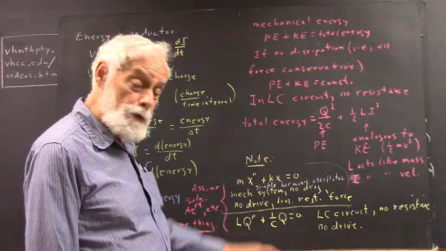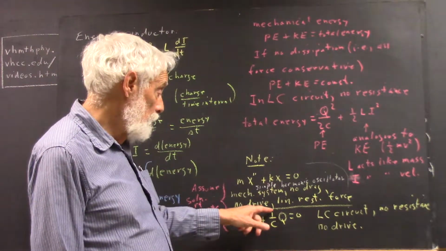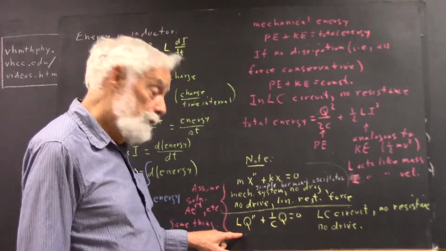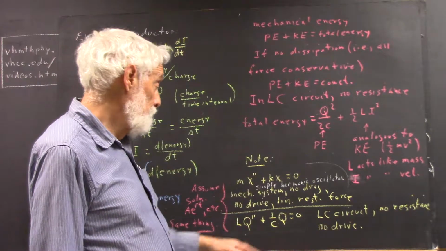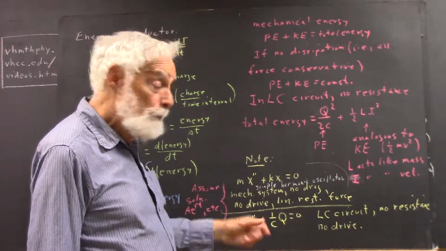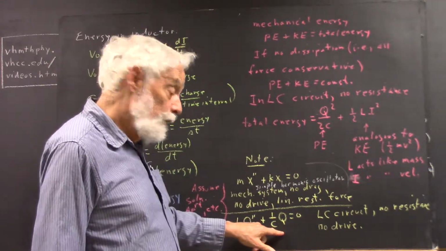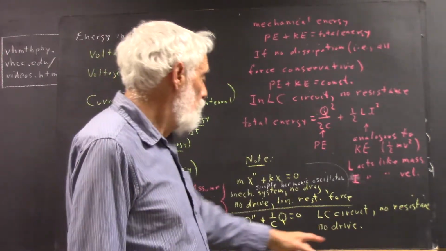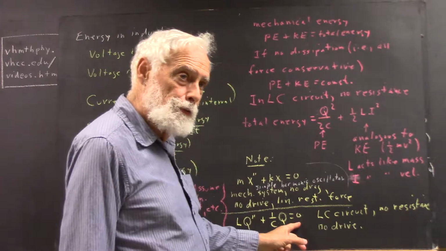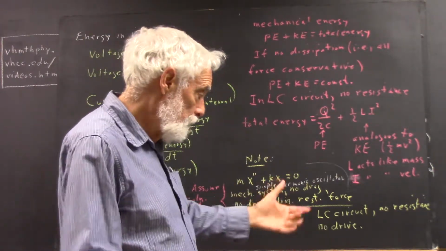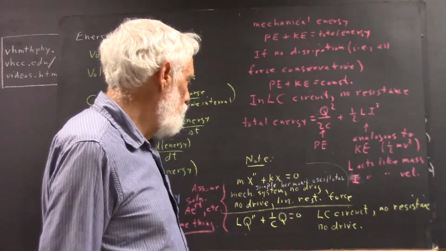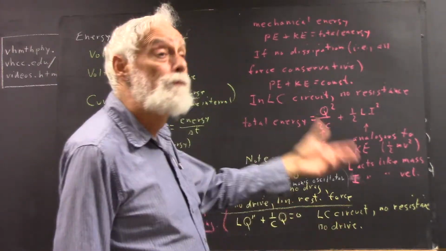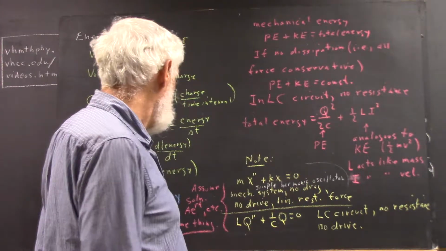Down here the equation is LQ double prime plus 1 over C Q equals 0. As we know, this is a voltage drop across the inductance, and this is a voltage drop across the capacitor. This is an LC circuit with no resistance and no drive, equal to 0. It's a homogeneous differential equation, for those of you, the majority, who are in that course. No driving force, no driving voltage, no driving source.